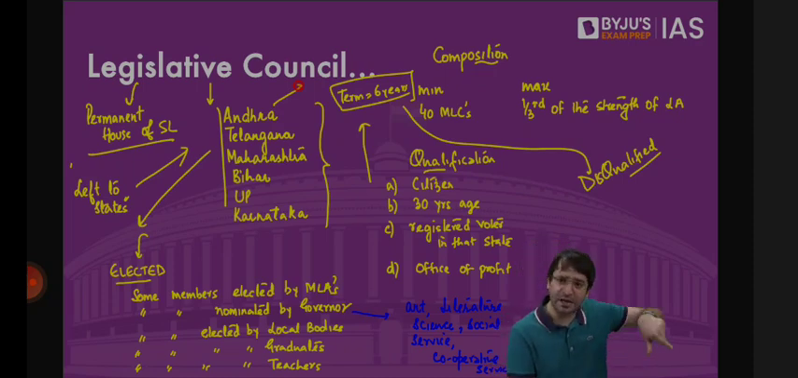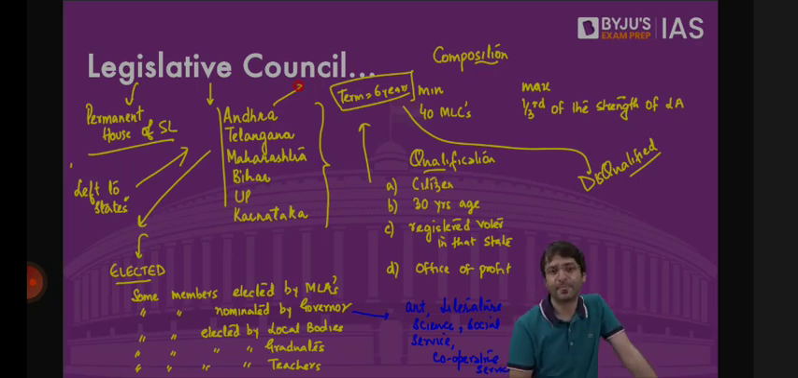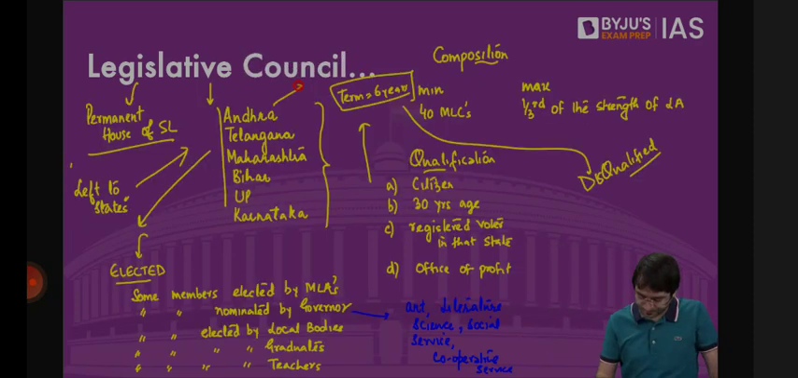So we see a beautiful composition of this legislative council. Some are elected by the graduates, some by the teachers, some by the local bodies, some by the MLAs, and some nominated by the governor from the fields of art, literature, science, social service, and cooperative service. This is where we see the uniqueness of a legislative council.